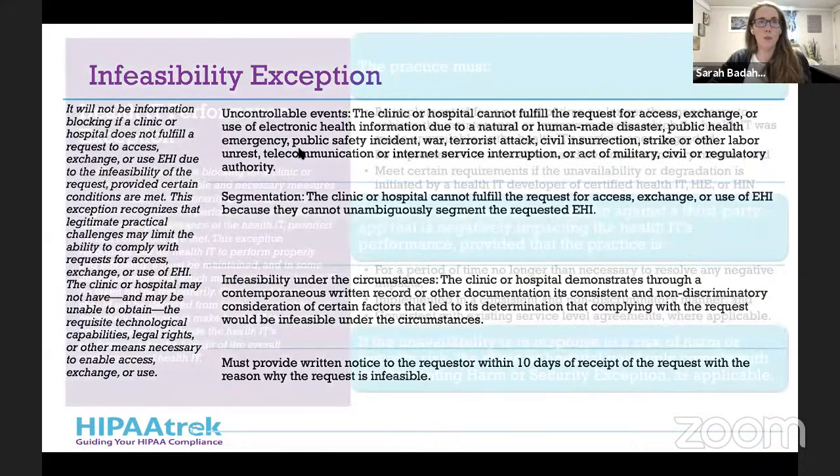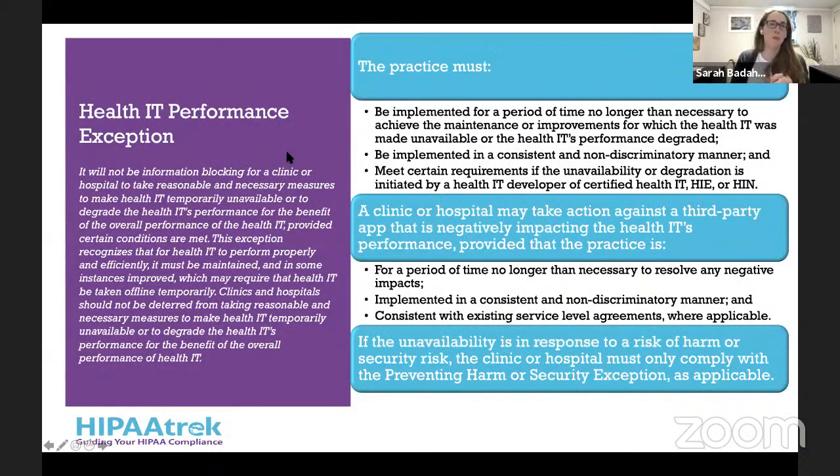All right, so moving on to health IT performance exceptions. This is going to be one that I think will be used. This is another one that I think is important to remember, that this is more of a delay of release of information than a flat out denial of releasing the information.